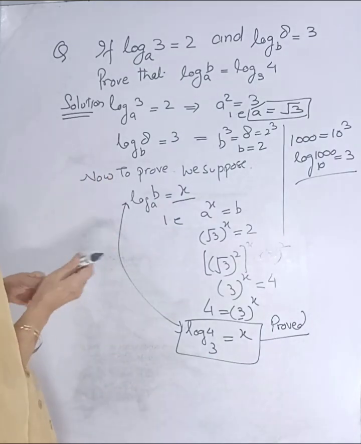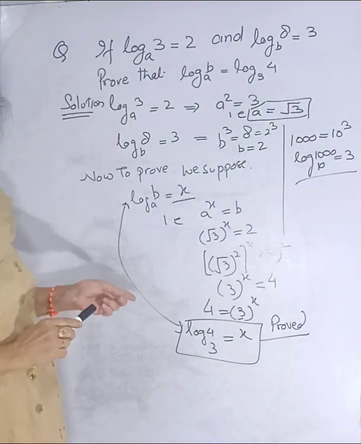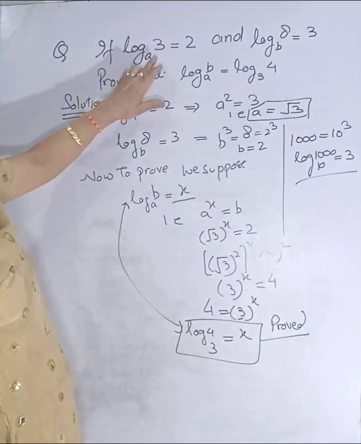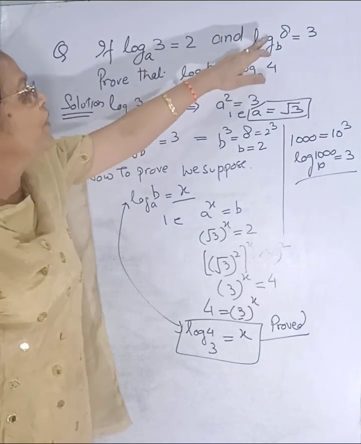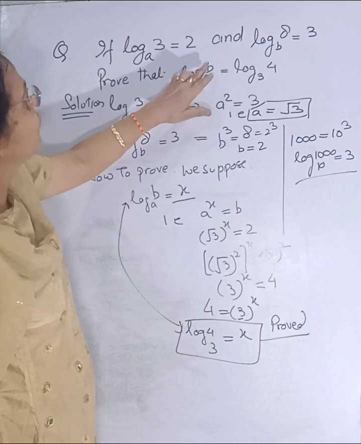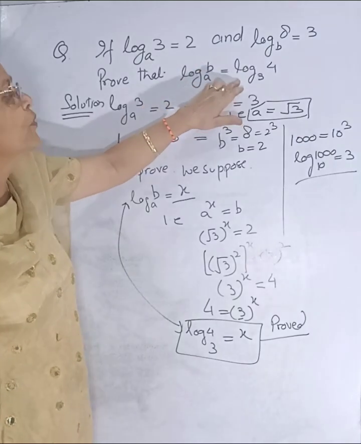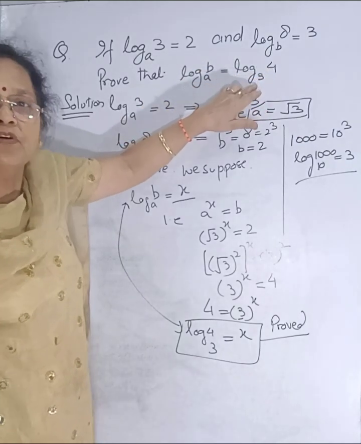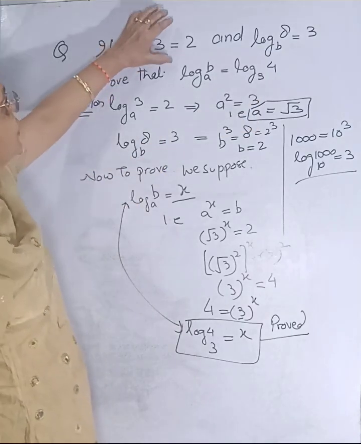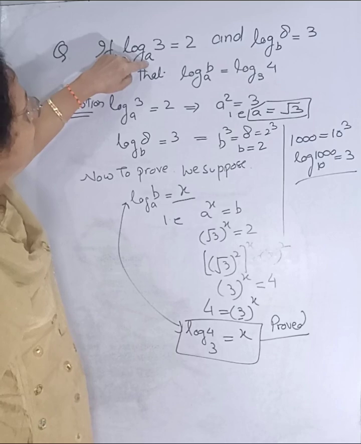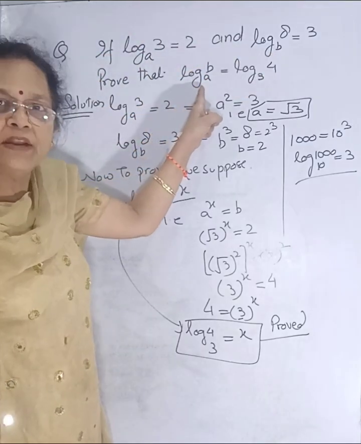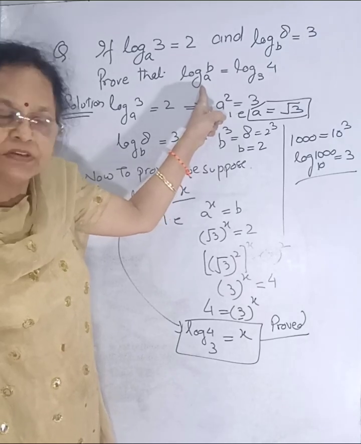फिर से समझिए आप. एक बार मैं रिवाइज जरूर कराती हूँ. Log of 3 to the base a is given to us equal to 2, but the log of 8 to the base b is given to us equal to 3. We have to prove that log of b to the base a will be equal to log of 4 to the base 3. First of all, with the help of this, we have to find the value of a and then the value of b in order to put the values of a and b in this situation.